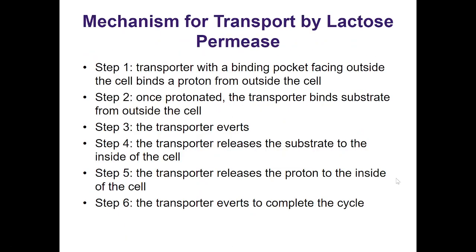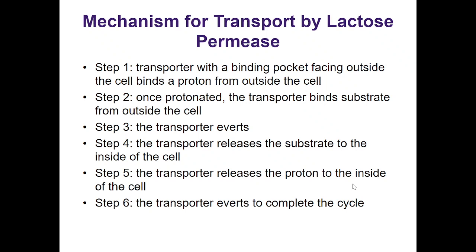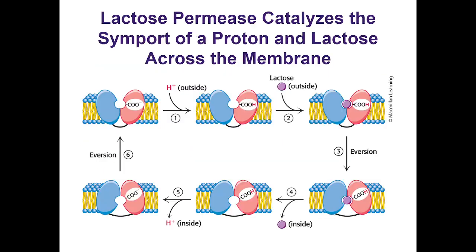Step 1 is the transporter with a binding pocket facing outside, and it binds a proton from outside the cell. Step 2, once it's protonated, the transporter binds substrate from outside the cell. Step 3, the transporter everts, meaning it changes configuration. Step 4, the transporter releases the substrate to the inside of the cell. Step 5, the transporter releases the proton to the inside of the cell. And then step 6, the transporter everts to complete the cycle. And right here we have it.